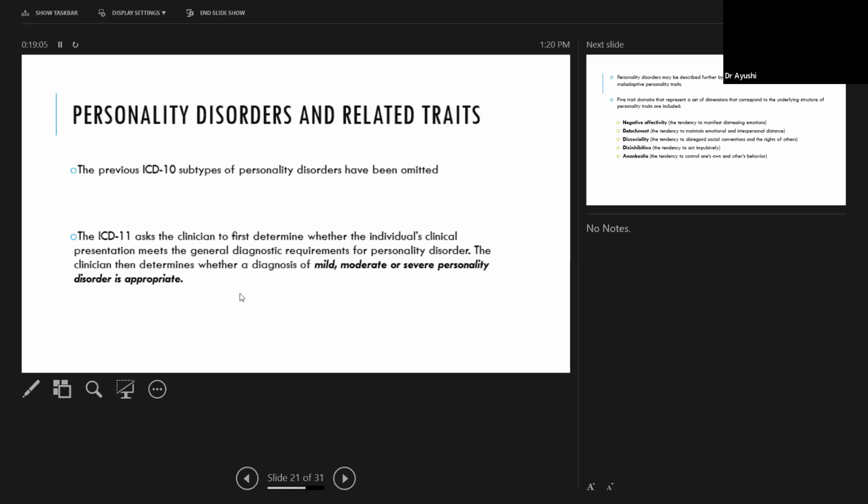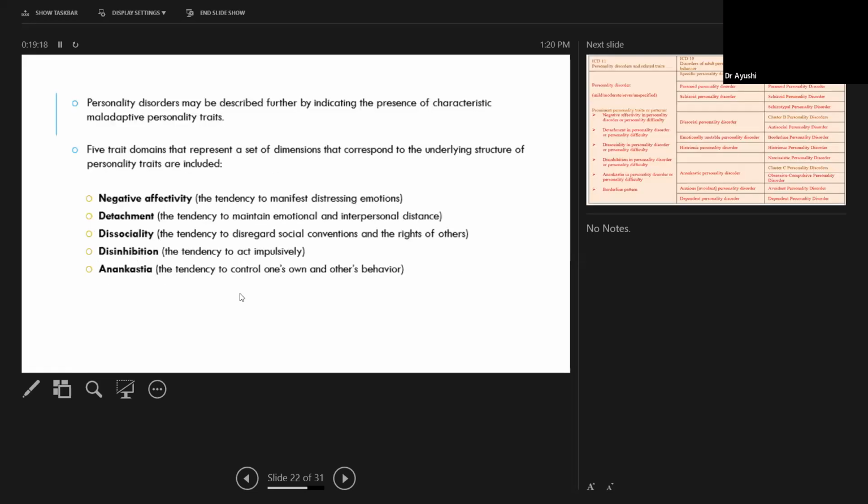The ICD-11 asks the clinician to first determine whether the individual's clinical presentation meets the general diagnostic requirements for personality disorder. The clinician then determines whether a diagnosis of mild, moderate, or severe personality disorder is appropriate. So the personality disorders may be described further by indicating the presence of a characteristic maladaptive personality trait. 5 trait domains that represent a set of dimensions that correspond to the underlying structure of personality traits are included.